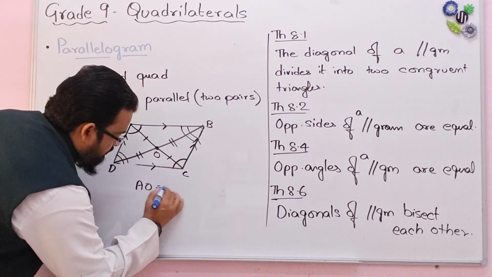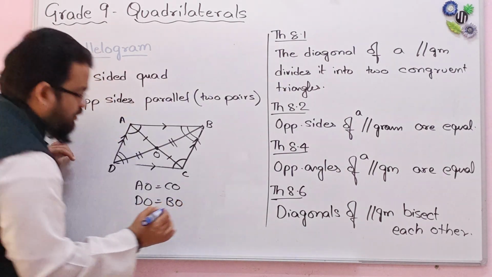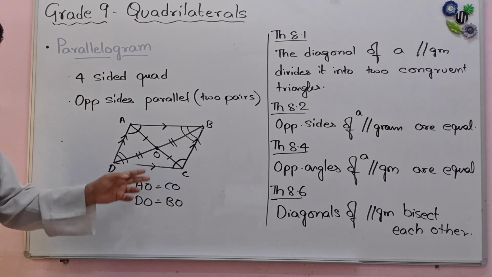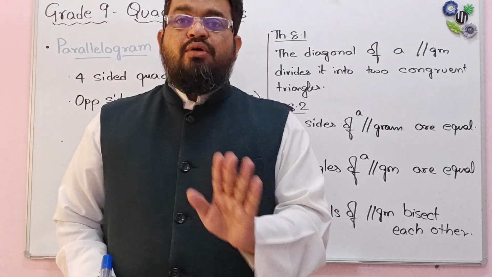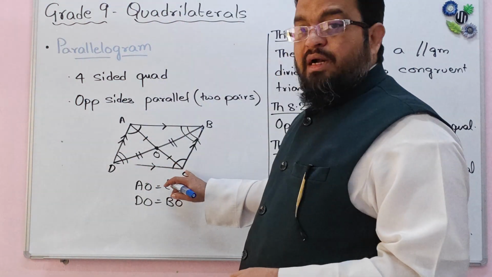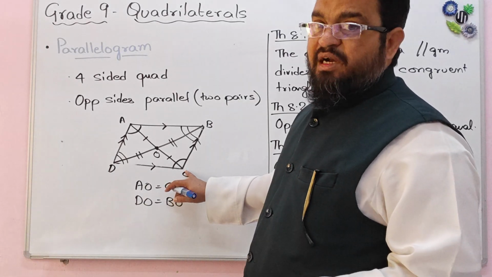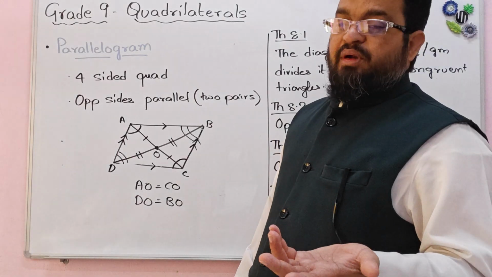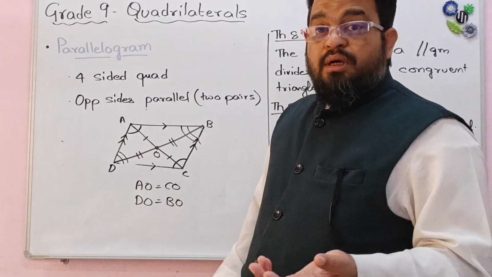This is called bisect. So AO is equal to CO. In the same way DO is equal to BO. Understood? So don't get confused. They only bisect. They are not equal. They bisect each other. That means, for example, if AC is, let me say, 10 centimeters, and BD is, let us say, 14 centimeters.